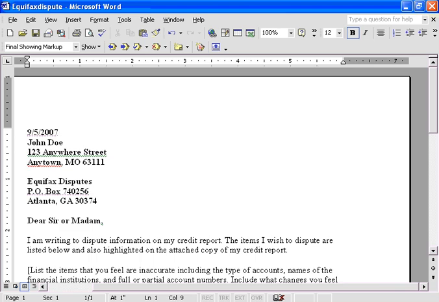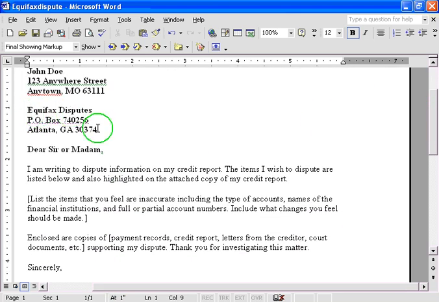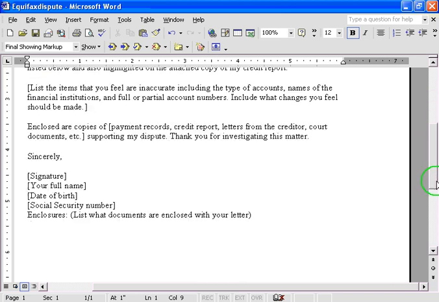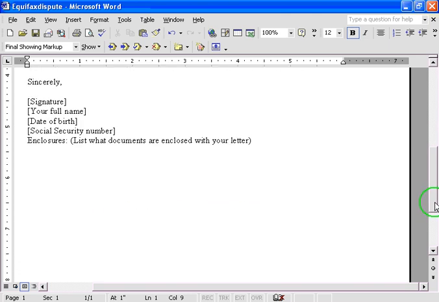Equifax. Here's the Equifax dispute. As you can see, it's the exact same as Experian, however the address is different. So make sure you put your name up here and same information, and what you're disputing. Make sure it's only the disputing information from Equifax, and make sure you also include the credit report from Equifax. Sign, date, date of birth, social security number, and what other documents you have enclosed with this letter. After submitting these, you should get an answer within a month, month and a half.